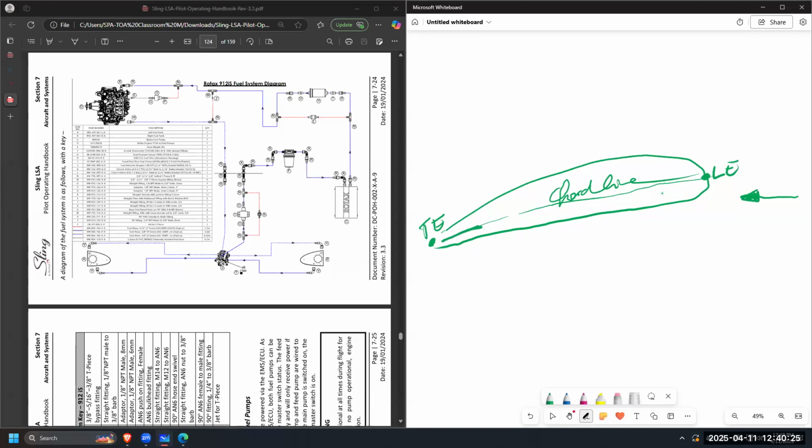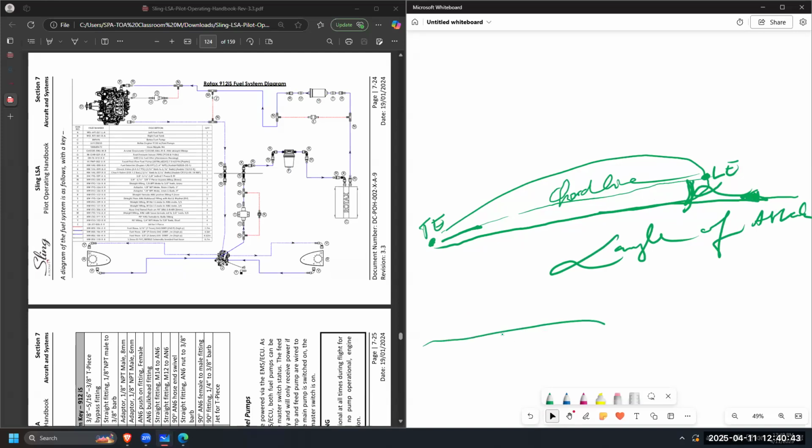So the angle between here and here is called your angle of attack. So say that statement again. Craig, please. Stall happens when you exceed the critical angle of attack. Good.